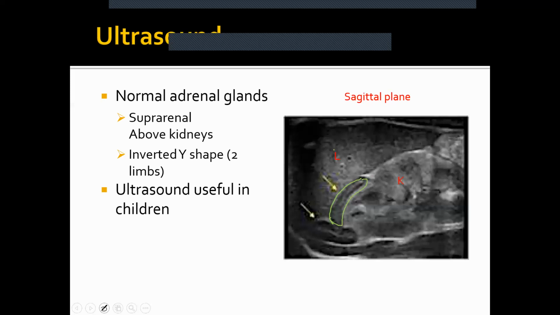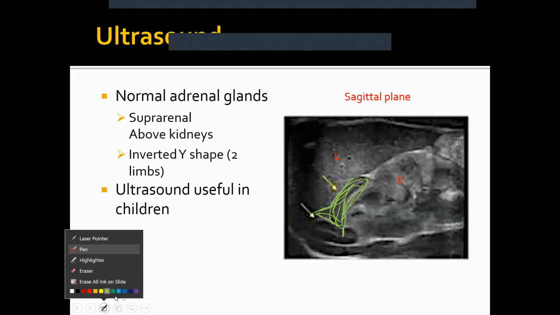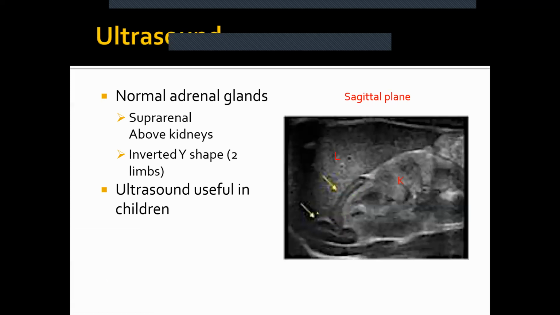So here's the adrenal gland. This is what it's going to look like. Okay, so here's going to be your adrenal gland with the inverted Y shape. Now this ultrasound is usually done, for example, in children, where they might have adrenal hyperplasia, congenital adrenal hyperplasia. And so you're going to want to view the adrenal gland in that case.